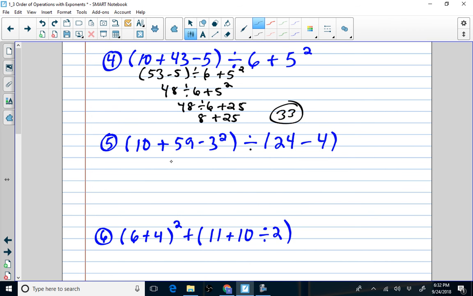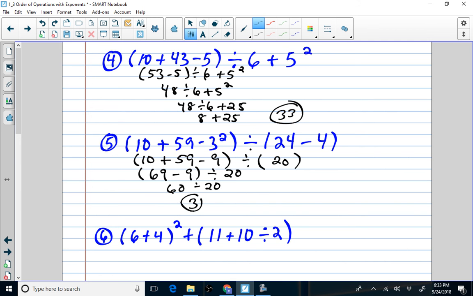Example 5. I have my parentheses, which has to be done first. Within the parentheses, I have to do the exponent first. So this is going to be 10 plus 59 minus 3 squared is 9, divided by 24 minus 4, that's going to be 20. I have to finish this parentheses. Addition and subtraction we do from left to right. So 10 plus 59 is 69 minus 9 divided by 20. 69 minus 9 is 60 divided by 20, and that should be 3.